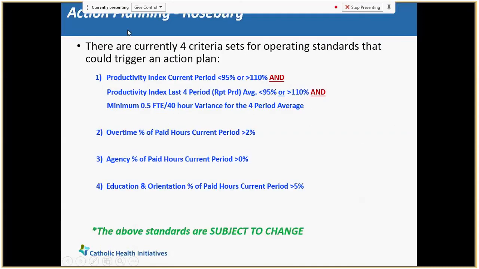So there are 4 criteria sets. Now what I'm displaying here is for Roseburg. Number 2, 3, and 4 are the same for FHS. The only difference for number 1 for FHS is the range would be 98 to 140 for both of these. And I have this on the next slide, so it would look like that. So what these criteria sets, or standards, are, they're independent of each other. Each one of these works independently. So you, as a department owner, could have an action plan based on any one of these 4.